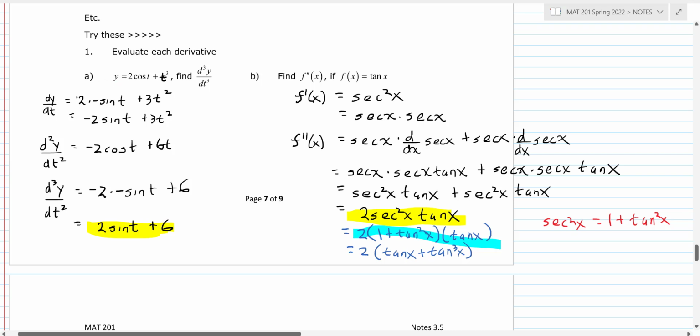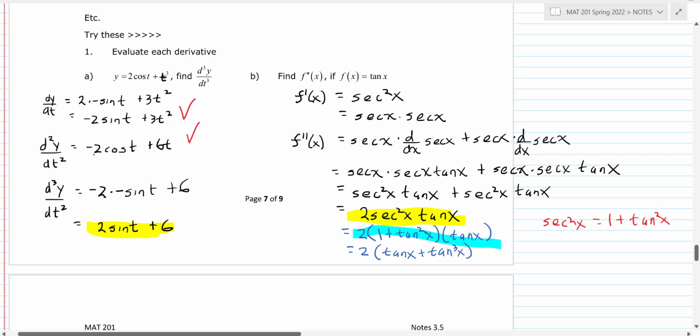So 2 is a constant, bring it down. Derivative of cosine is negative sine t, and that should have been a t to the third. Derivative of t to the third by power rule is 3t to the second. So you end up getting this as your first derivative. Second derivative, negative 2 is a constant, bring it down. Derivative of sine t is cosine t. Power rule tells us derivative of 3t squared is 6t. So that's our second derivative.